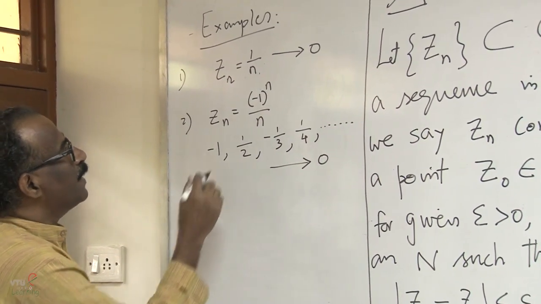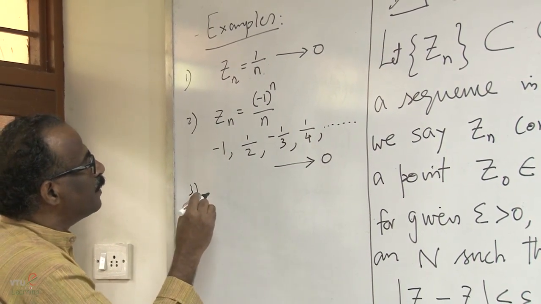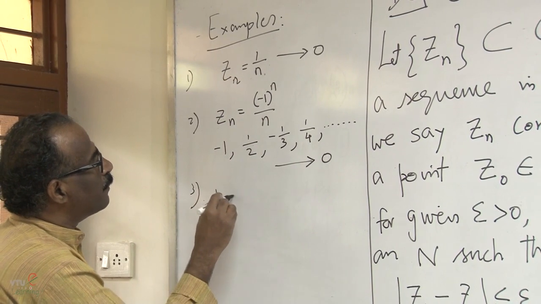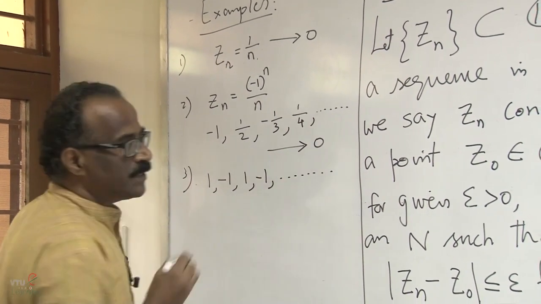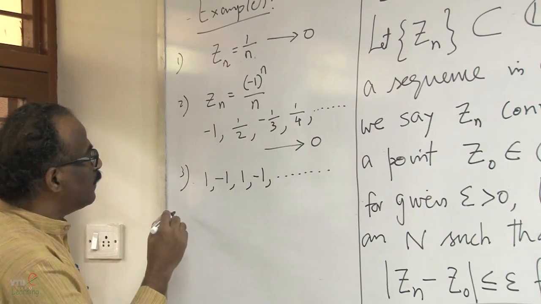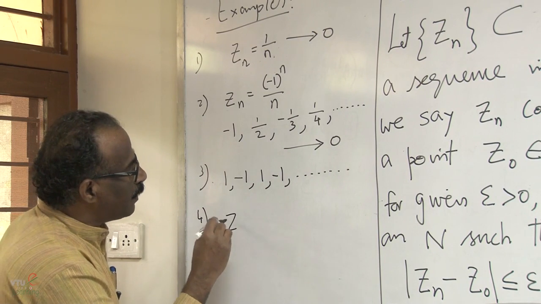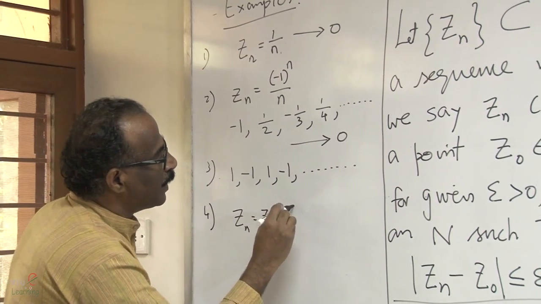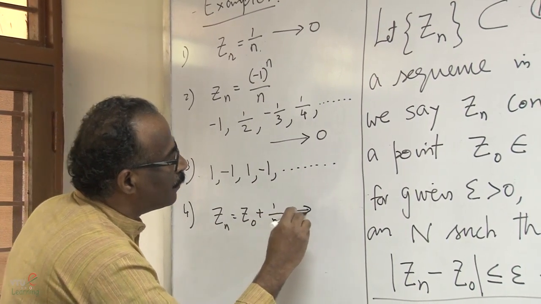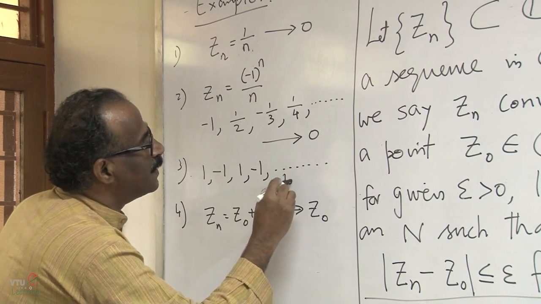But if I take the sequence 1, minus 1, 1, minus 1, etc., it does not go to 0. And if I take Zn equal to Z naught plus 1 over n, then it will converge to Z naught. This one does not converge.